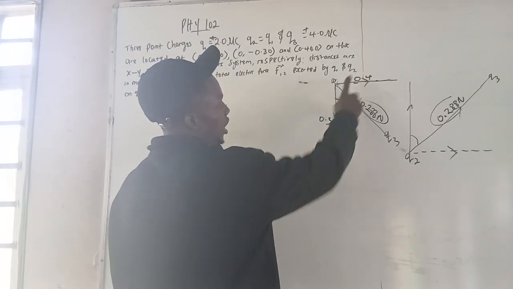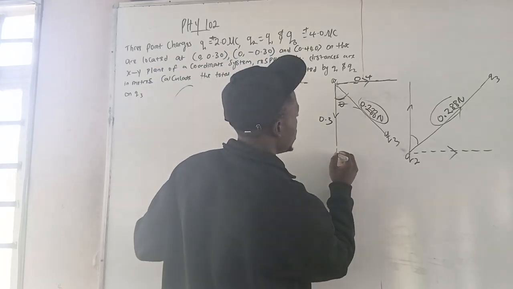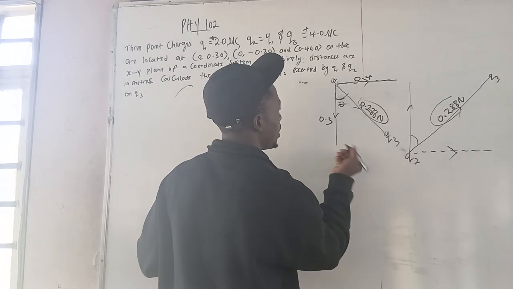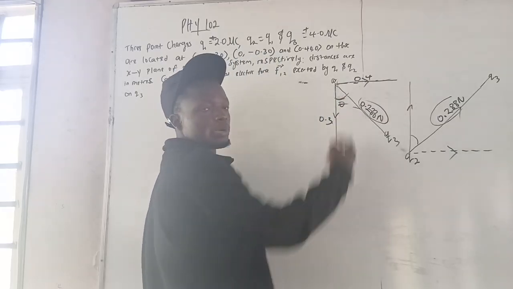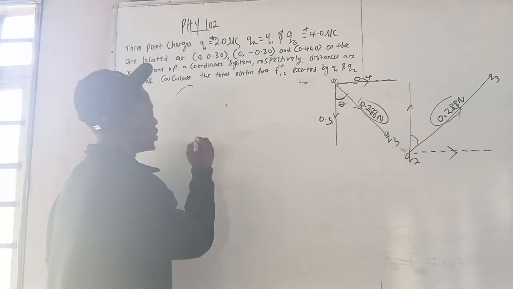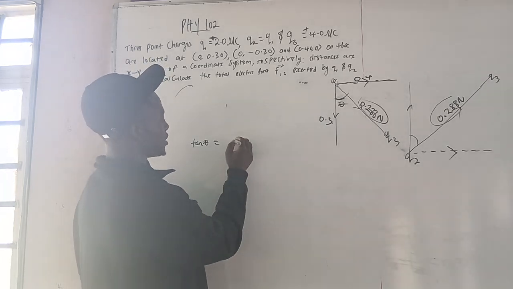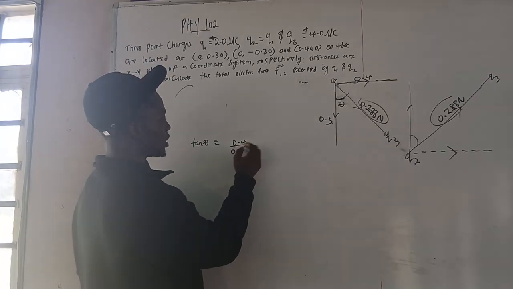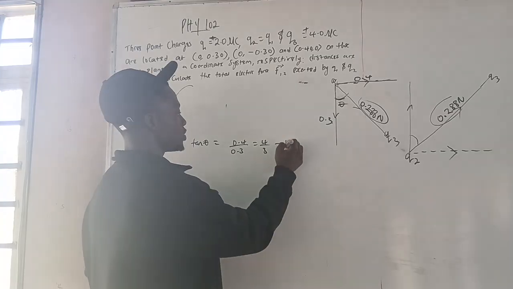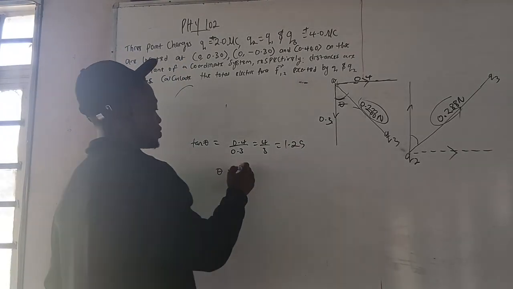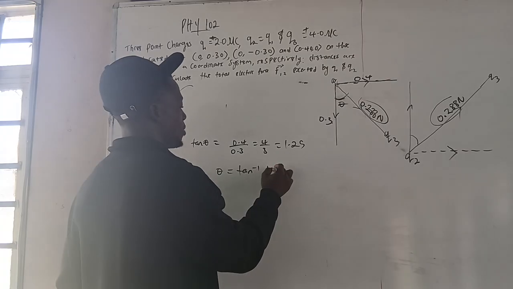So let's use our 0.4 here. You can use our 0.4 here anyhow. So the 0.4 is the opposite, it's parallel to this place. So we can say tan theta equals what? Opposite over adjacent, 0.4 divided by 0.3, which is 4 over 3, which is 1.33. So theta equals arctan of that.